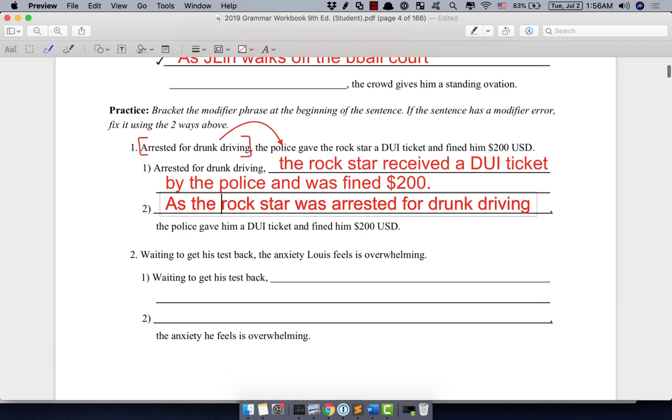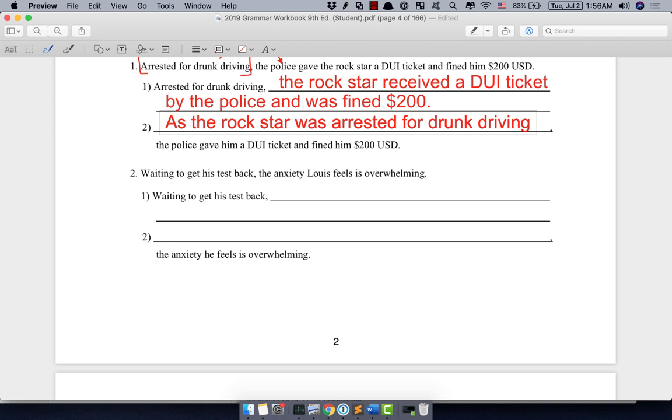Number two here, I'll also give you a 1 minute countdown, and you have to figure out what are the two ways to fix the sentence. Actually, here I'm going to give you 45 seconds because maybe you're getting the hang of it, so we'll save a little time here. You can start.